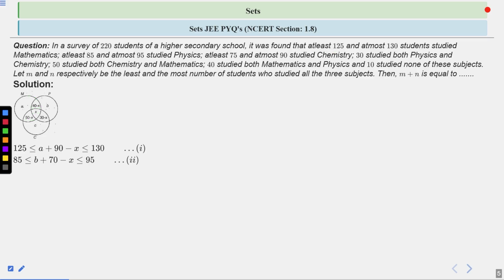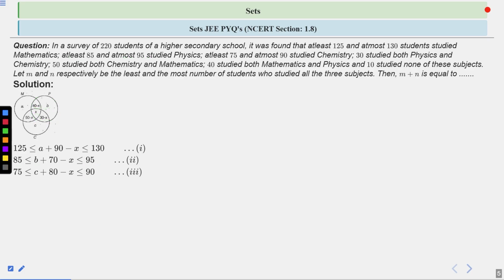Now the second inequality, if you watch carefully, says that at least 85 and at most 95 students studied physics. The number of students who have studied physics is given by this circle, so b plus 40 minus x plus 30 minus x. So you will get b plus 70 minus x. This represents the total number of students who have studied physics. The minimum number 85 and the maximum number 95 are already provided in the question.